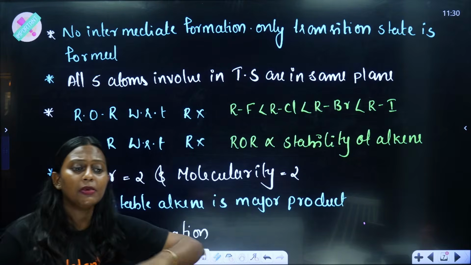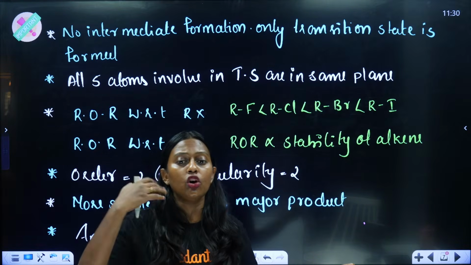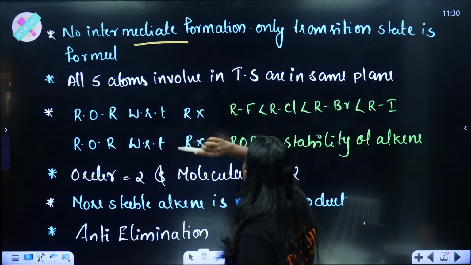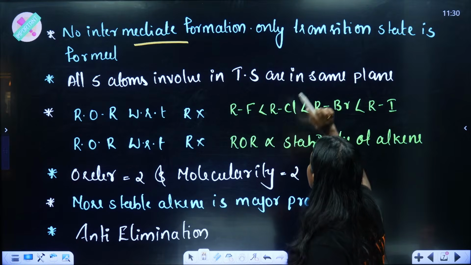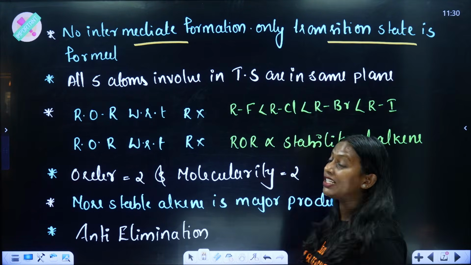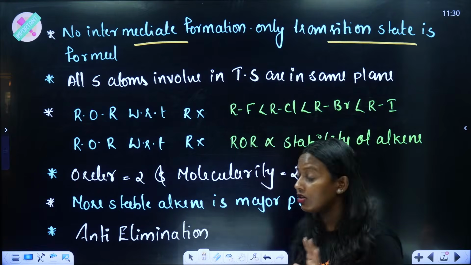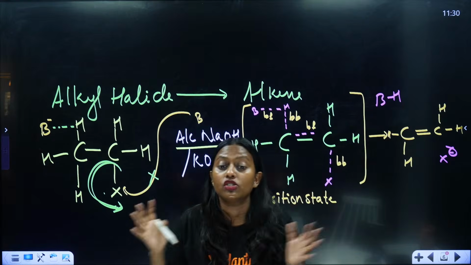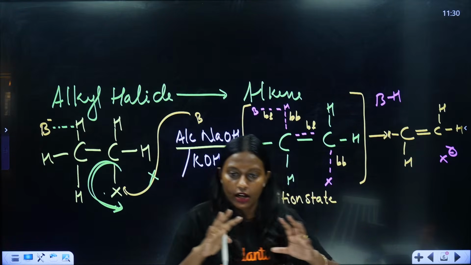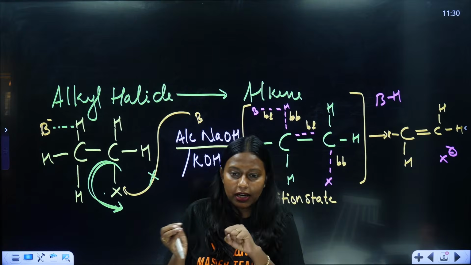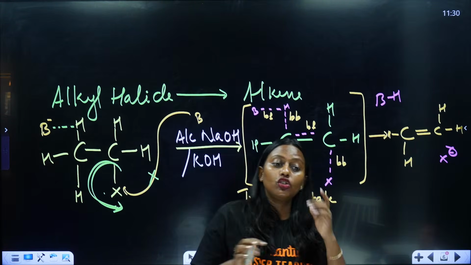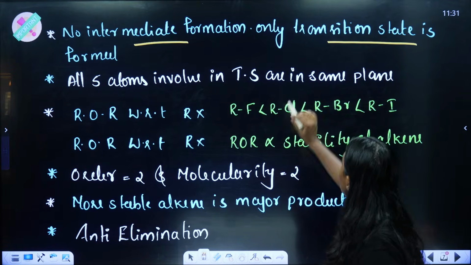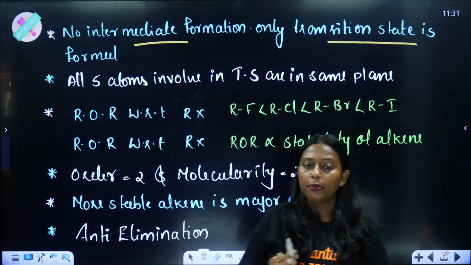No intermediate formation means there is no formation of cation, no formation of anion, no formation of carbon free radical. That is an intermediate. So only a transition state will be formed. I already wrote here, this is our transition state. We know what a transition state is: between reactant and product there is a state. It's not a complete product or something, so it's a state. So transition state, not intermediate formation.